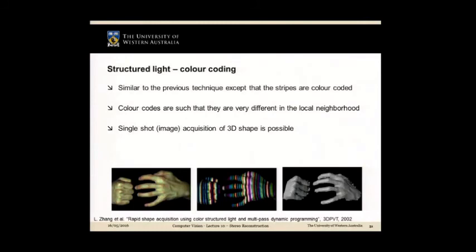So you project these color-coded lights on the object, and this gives you a 3D image, with X, Y, Z information. Just one projection, it's just one shot. Instead of projecting light stripes multiple times, you just project this color-coded light and capture an image in one shot, and that's one-step acquisition.